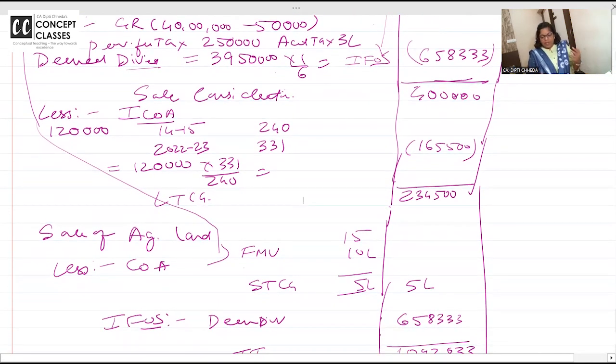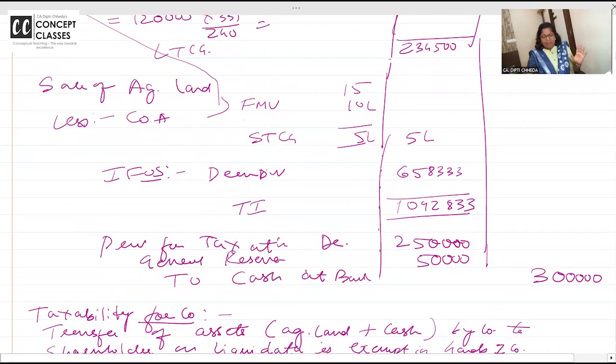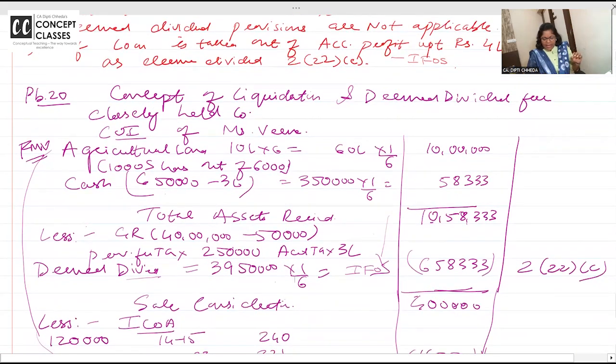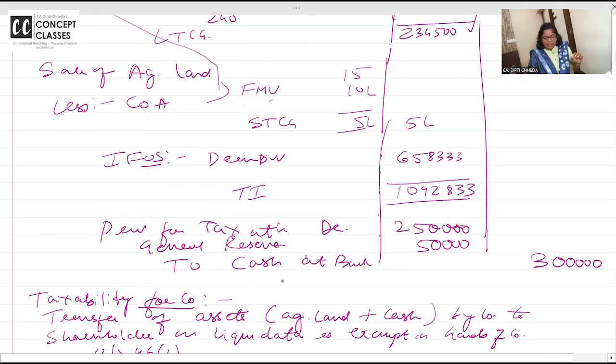Followed or not? I am a shareholder. I have purchased the share in 1415. So sale consideration is 4 lakh, 1415, long-term capital gain, everything. Now I got the agricultural land for 10 lakhs. When I am selling it for 15 lakhs, fair market value 10 lakh, 5 lakh is short-term capital gain.